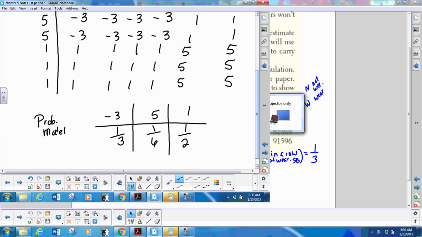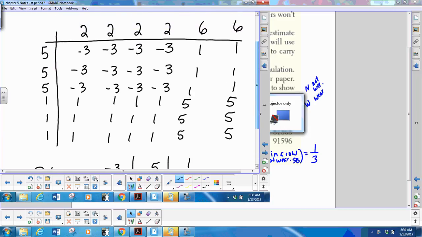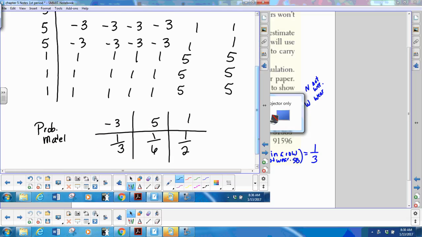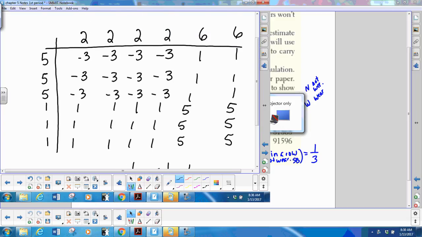And you could have thought through this without making that, but it's a lot easier if you just write it out, in my opinion. And then that's your probability. Which die is more likely to roll a higher number? So, do you think die A is more likely to roll a higher number, or die B is more likely?